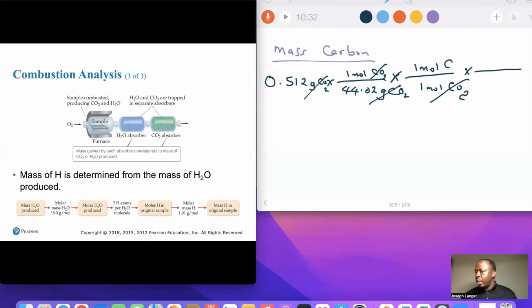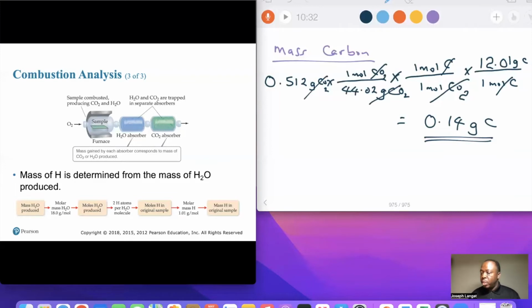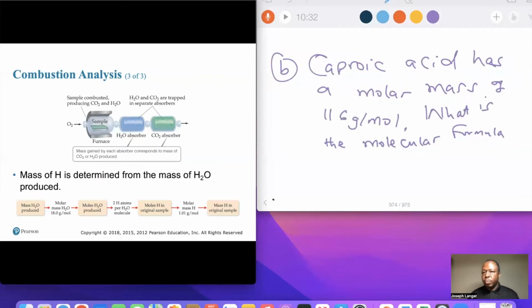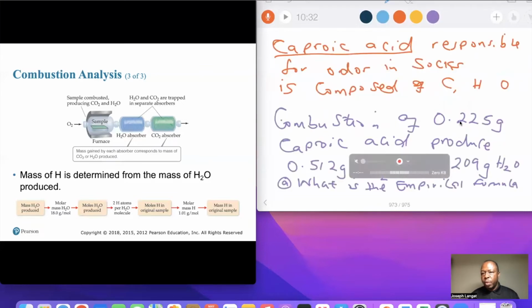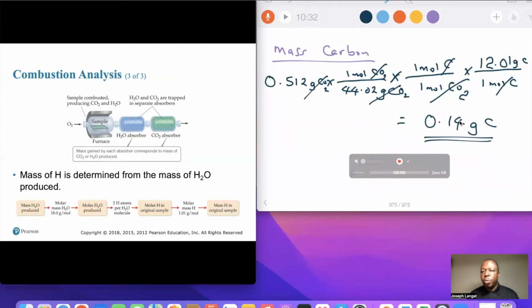The last one here is we want to know the mass of carbon, which comes from the conversion factor derived from the atomic mass of carbon. We want the grams of carbon per 1 mole of carbon. So moles and moles will go away. And what I have here is 0.14 grams of carbon. This is the mass of carbon in the hydrocarbon in the sample. What this means is that in this sample given here, I have 0.14 grams of carbon.